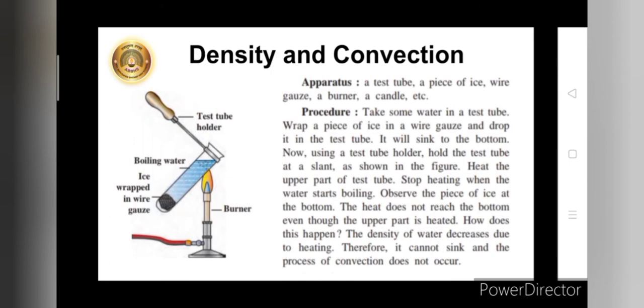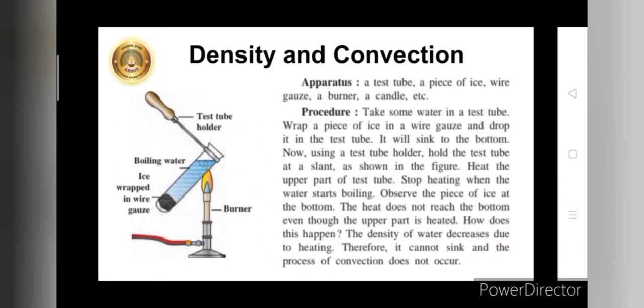Now come to page number 60 of your textbook to understand the relation between density and convection. Take some water in a test tube, wrap a piece of ice in a wire gauze and drop it in the test tube, as you can see in this picture. It will sink to the bottom. Now using a test tube holder, hold the test tube at a slant as shown in the figure. Heat the upper part of the test tube. Stop heating when the water starts boiling.